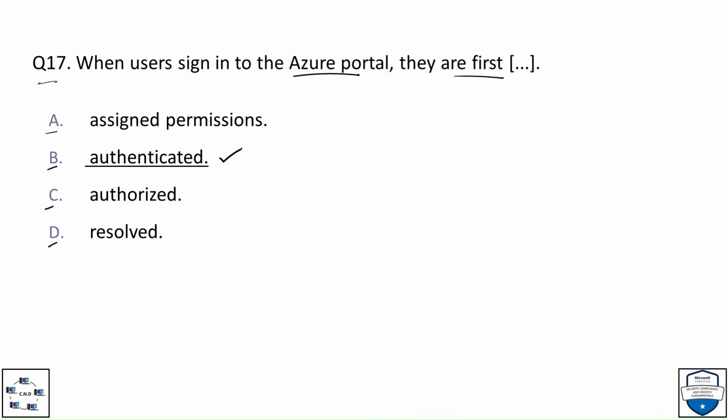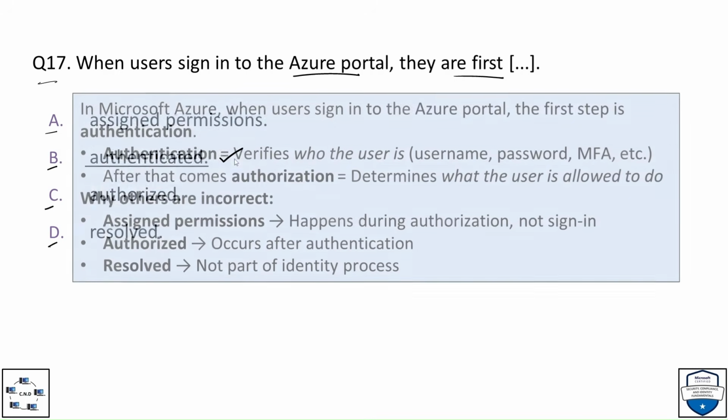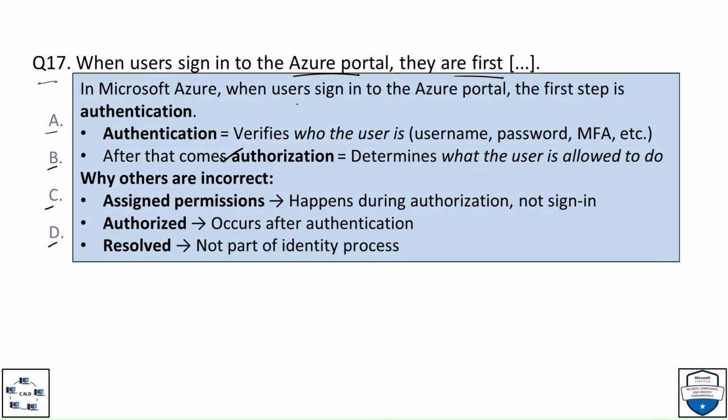authenticated. Whenever you log into something, for example your email, when you enter your username and password, that process is known as authentication. So the first process is authentication, and the second is authorization, where you are given certain permissions to perform certain tasks.